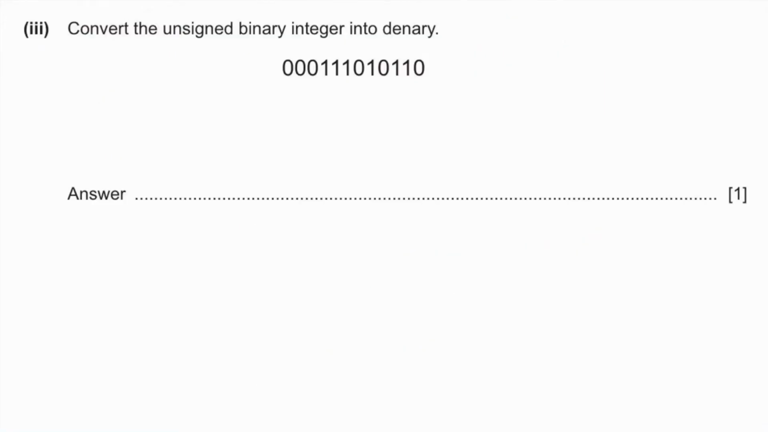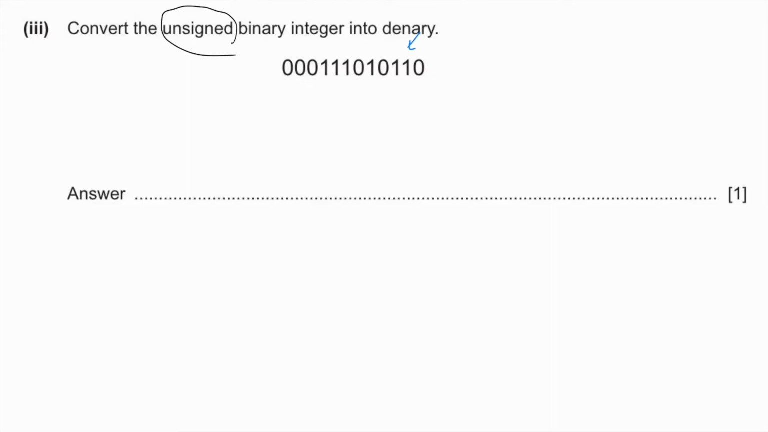So convert the unsigned binary integer into denary. Don't worry about the unsigned part. We're going to get to that later, where we look at binary values that do have signs. But basically the idea is we want to convert this to denary. And this is a larger example than we've seen before. It has more bits than we're used to. We're going to go ahead and break it down.